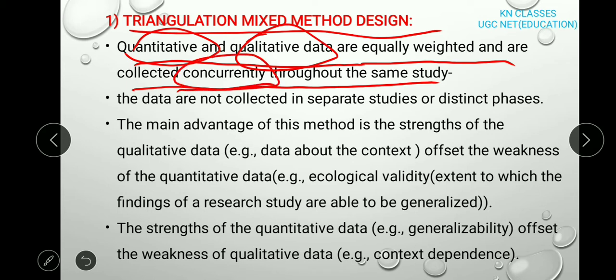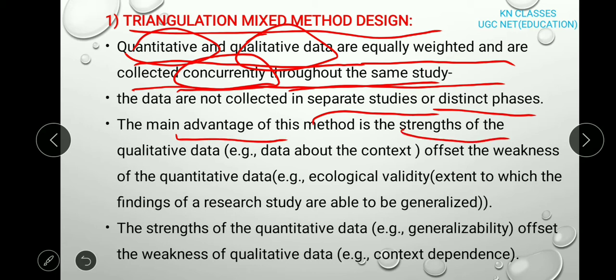Concurrently means simultaneously, or you may say at the same time, both quantitative and qualitative data will be collected throughout the same study. The data are not collected in separate studies or distinct phases. What are the main advantages of this method? The main advantage is that the strength of the qualitative data offsets or overcomes the weaknesses of the quantitative data.